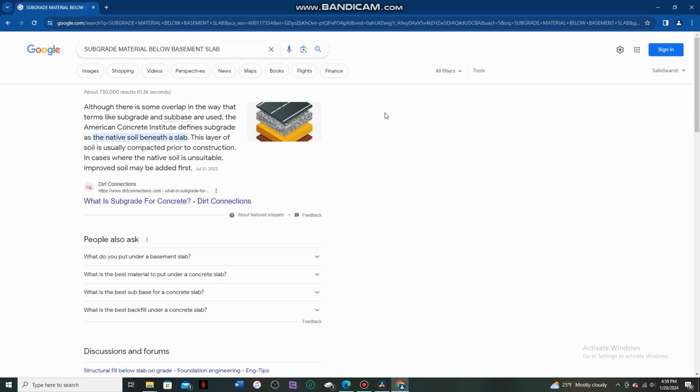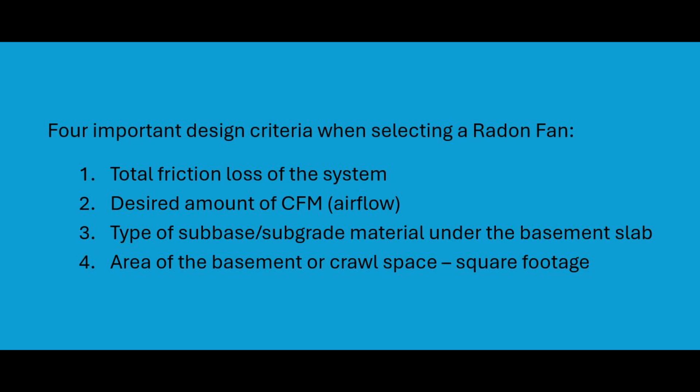The other one is the area of your basement. A lot of radon fans can be sized off of the square footage and how large your basement is. So there's four total important design criteria.